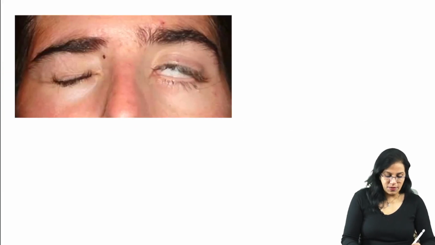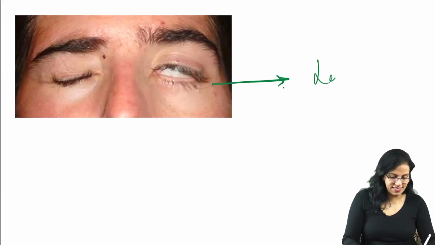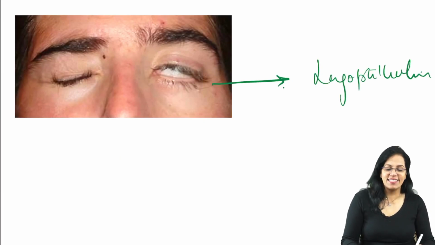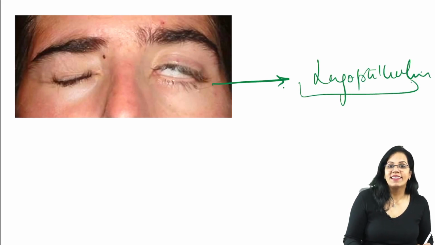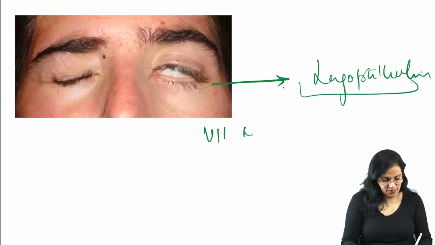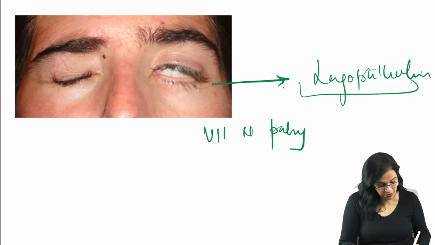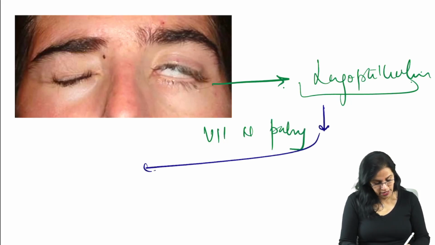And of course, inability to close the eye. What do you call this? Inability to close the eye fully is lagophthalmos. Why will it happen? Which muscle closes your eye? It is orbicularis oculi, which is supplied by the seventh nerve. So this can happen in seventh nerve palsy. How can it complicate? It can lead to exposure keratopathy, right?